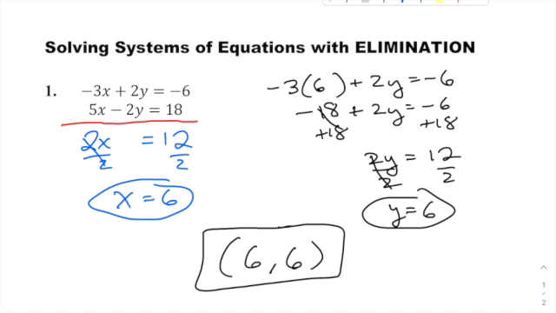Pretty fast. But remember what made it all work, and what made this so fast, is this right here: the fact that I had opposites with the y's. It doesn't have to be the y's, it could be the x's also, but if you have those opposites where they will cancel each other out, then that's what you're looking for. And then I just added these two equations together to make one new equation.